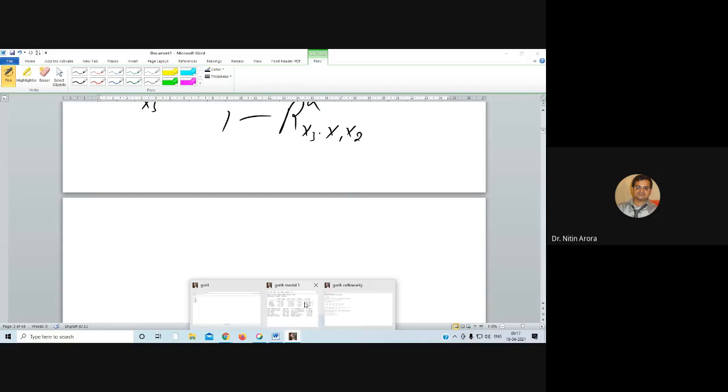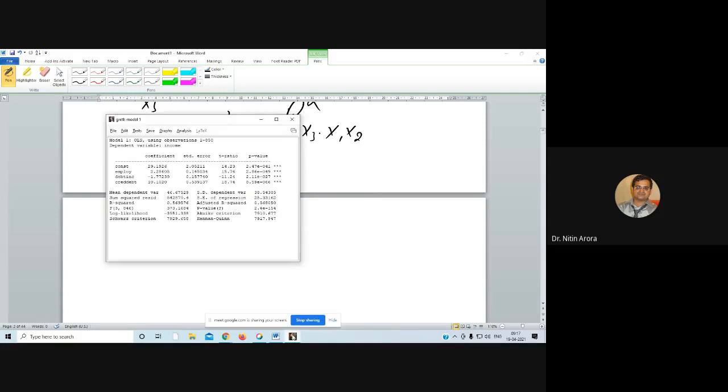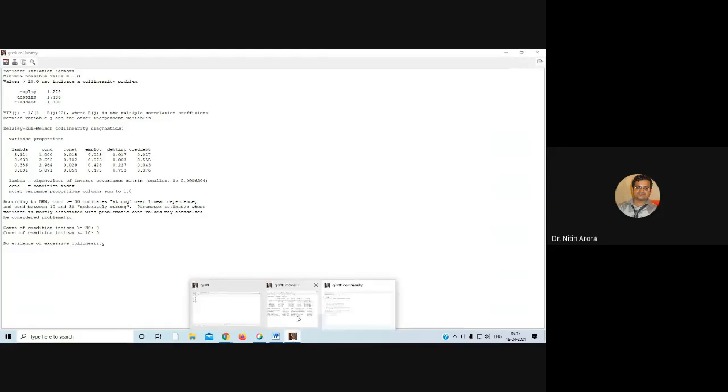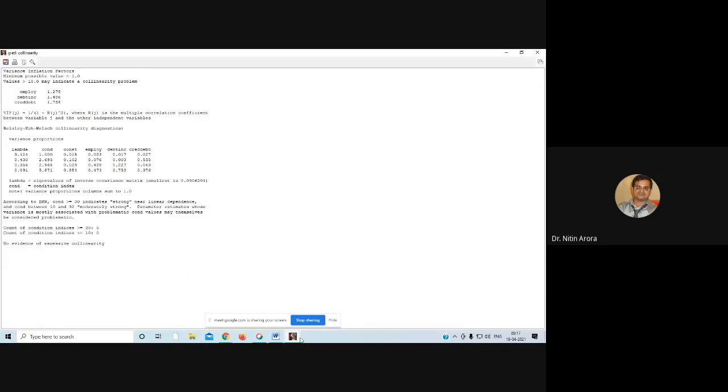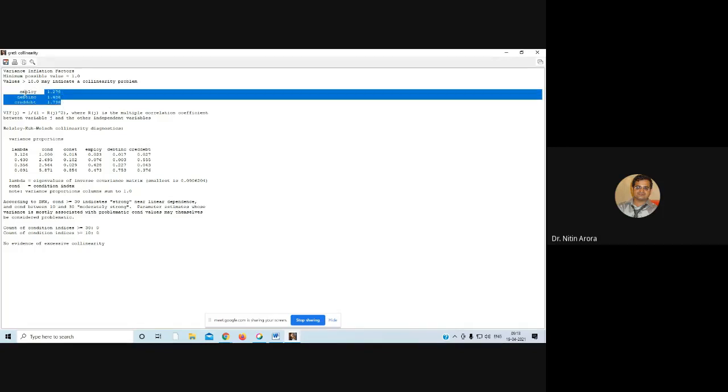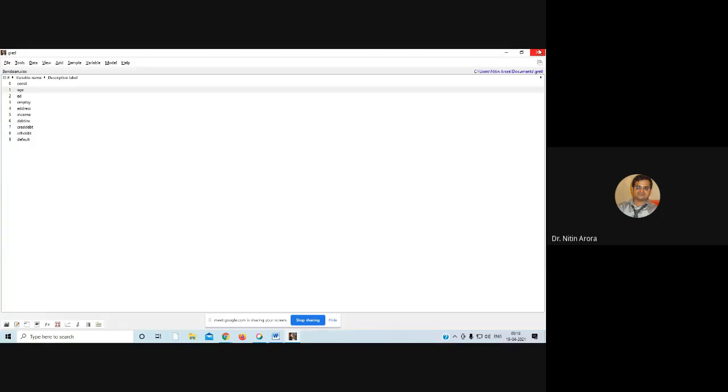VIF must be less than 10 if we say there is no serious multicollinearity. If we have to conclude that there is no serious multicollinearity, you may notice from these results that for any of the three independent variables we have included, no variable's VIF is exceeding 10. That's why multicollinearity is absent. So that was the check of multicollinearity.